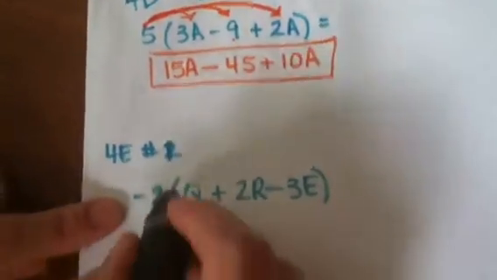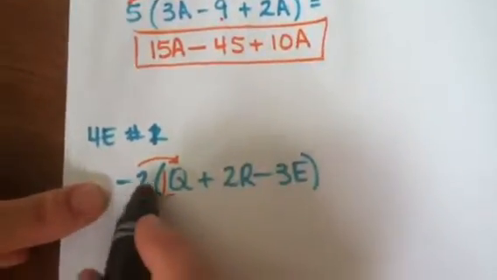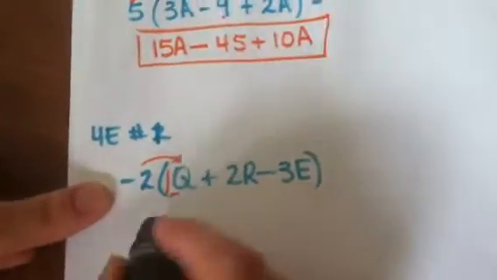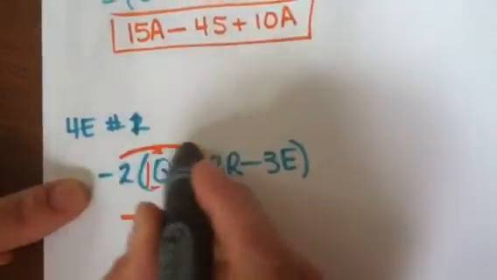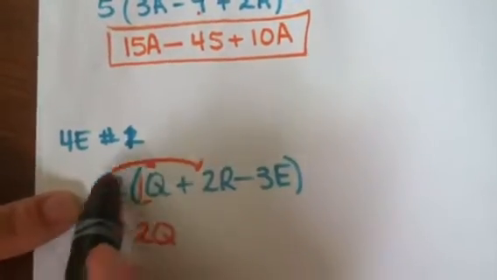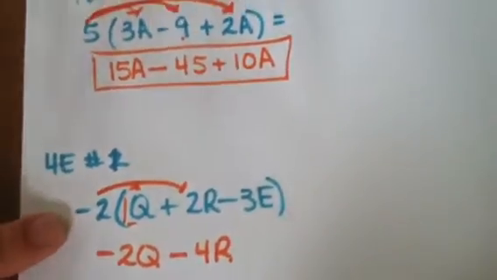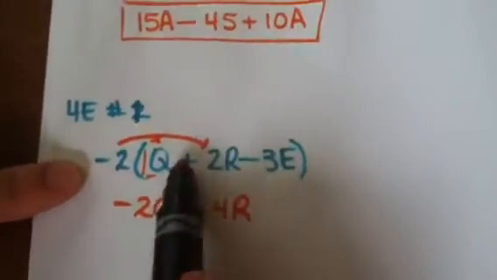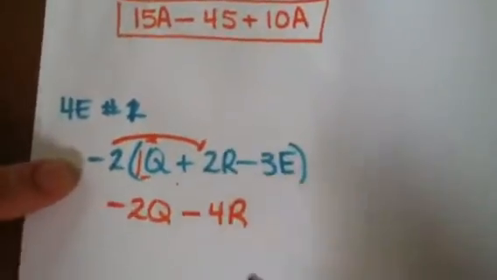Remember, if you don't see a number right here, it's like there's a 1 even though you don't see it. So think about this. -2 times 1 is -2. So you're going to get a -2q. Okay? Then we're going to take a -2 times a positive 2. Well, negative times a positive is -4r. Okay? Notice it was positive, and once I distributed this in, it changed it. See how the signs change? That's why I'm like, it's tricky.